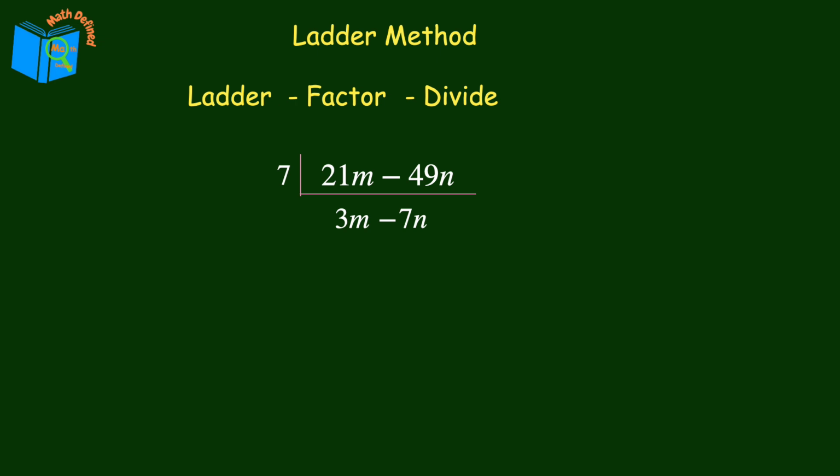Now looking at 3m minus 7n, we see that they do not share any other factors. So we are done factoring. We'll bring down 3m minus 7n, place parentheses around them, and place the GCF, which is 7, on the outside, and we're done. The ladder eliminates the first step of the traditional method of finding the GCF first before dividing. But let's look at some expressions where the GCF is not so obvious. This is where the ladder method is more efficient than the traditional method.